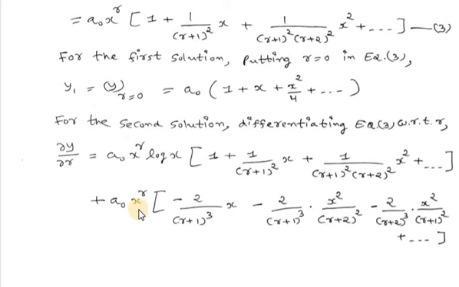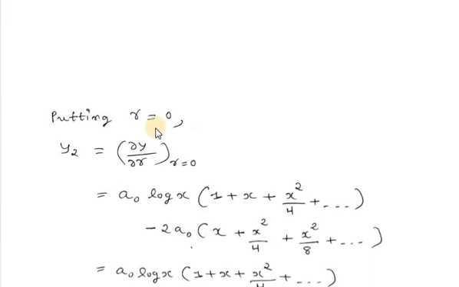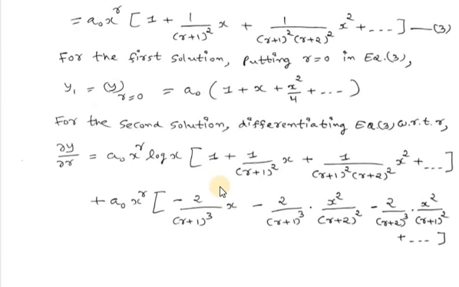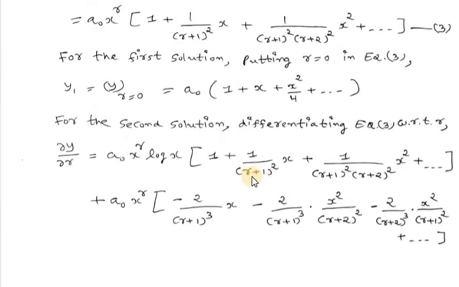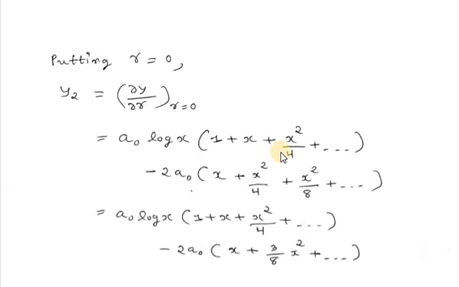So this is nothing but del y by del r. Now we will put the value of r equals 0 to find out y2. y2 is del y by del r at r equals 0. So in this equation, we will put the value of r equals 0. So a0 will be as it is, x raised to 0 will be 1, and log x. So it will be a0 log x. And then after, for r equals 0, this will be x over 1, and for r equals 0, this will be x square over 4, and 1 will be as it is. So we have 1 plus x square by 4 plus and so on.